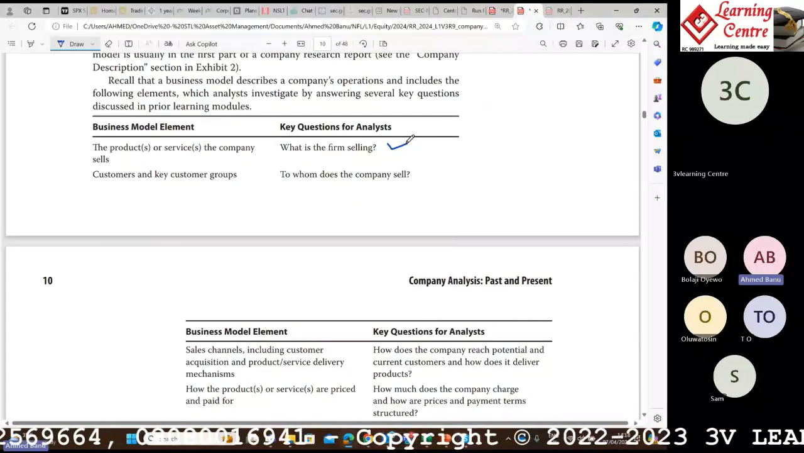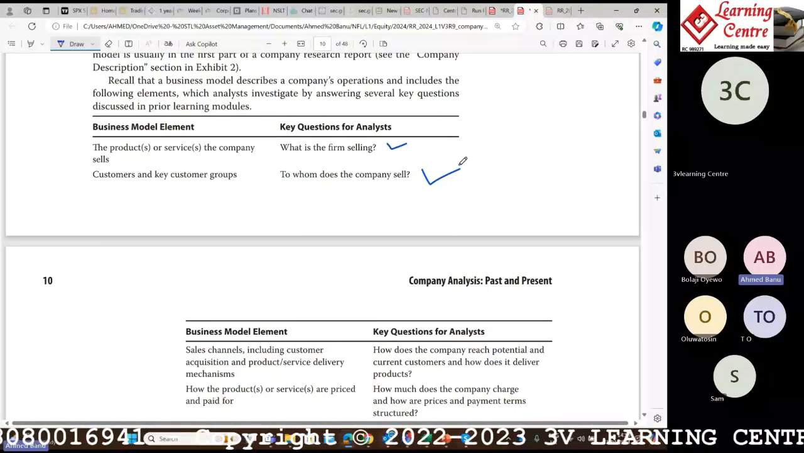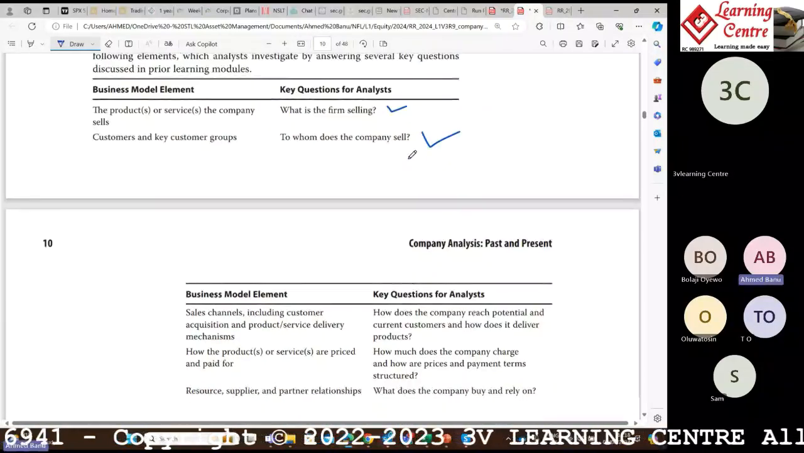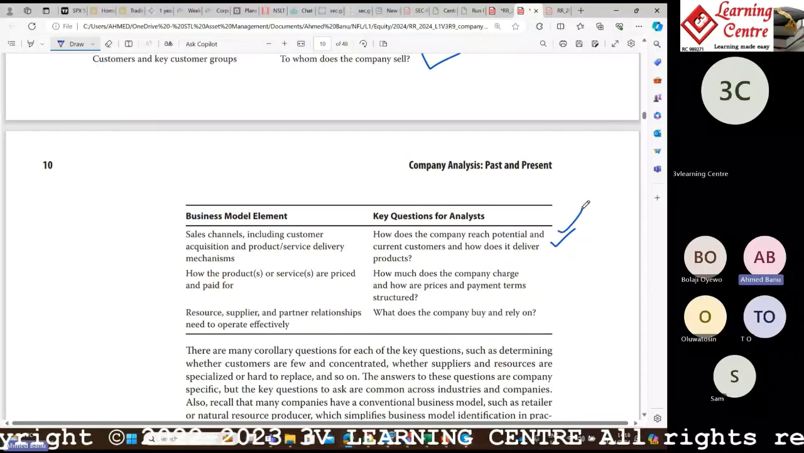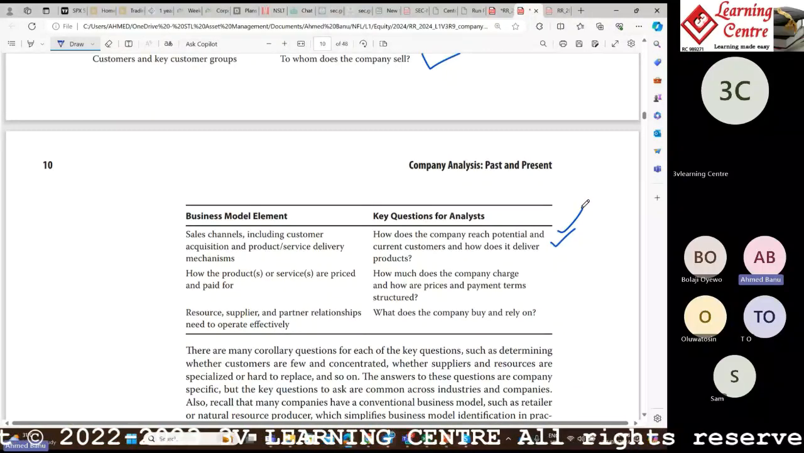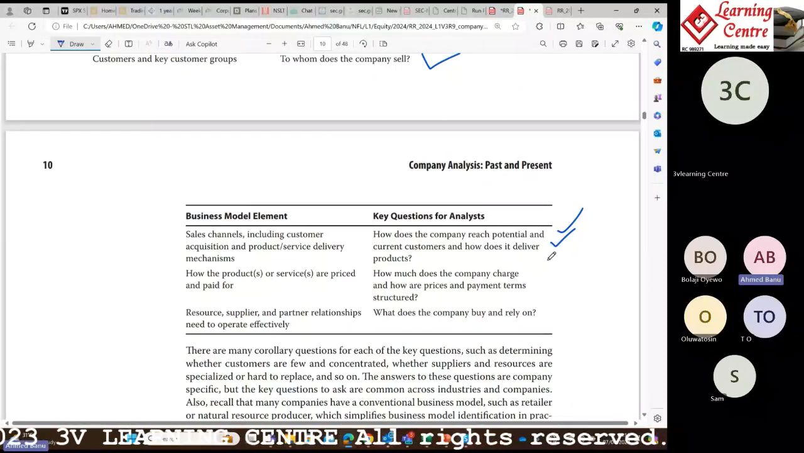What is the firm selling? To whom are you selling? What's your target market? Yeah. How does the company reach? How do you push your products? How do you push your services? Yeah. How do you operate? Yeah. How does the company charge, and how are the prices and payment terms structured?